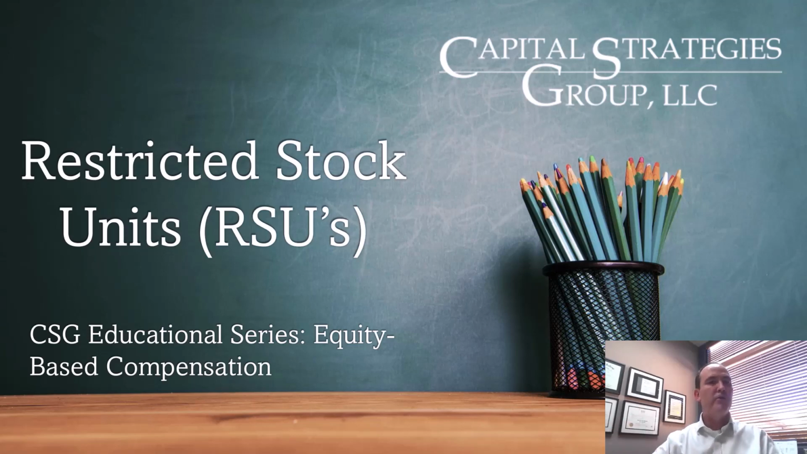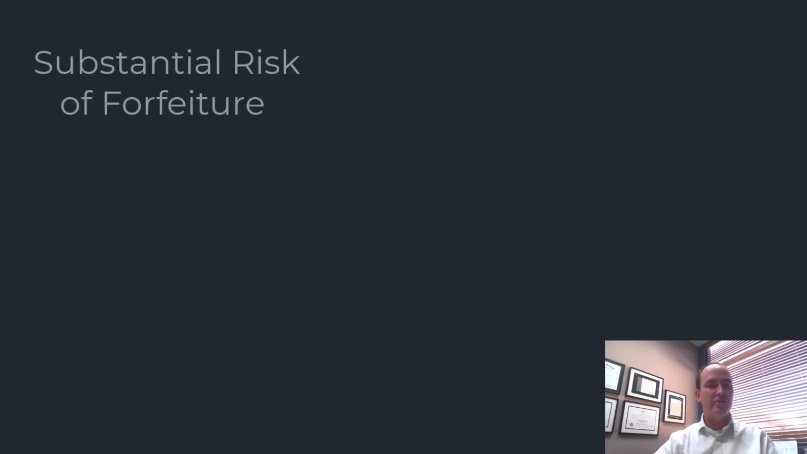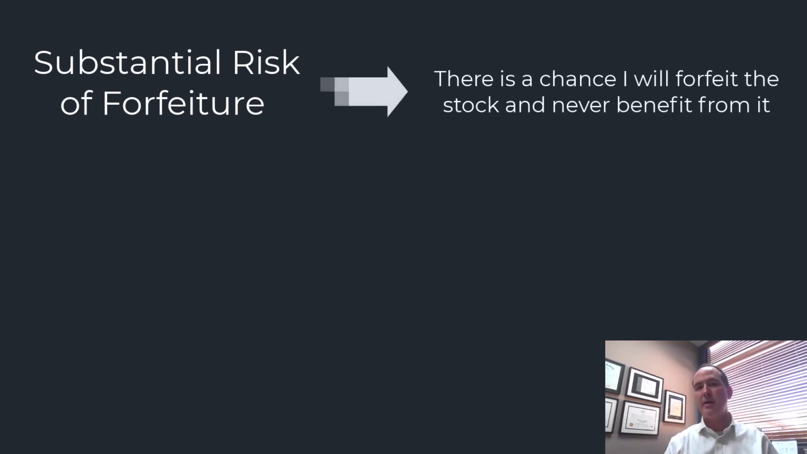There's usually some future vesting date where the stock becomes the employee's stock, and then they're able to sell it if they want to, or they could keep it and hope for future appreciation in the company. To understand the tax consequences of restricted stock units, we must understand the concept of substantial risk of forfeiture. Substantial risk of forfeiture means that I've received a benefit from my employer, but there's a chance that I might forfeit or lose that benefit.